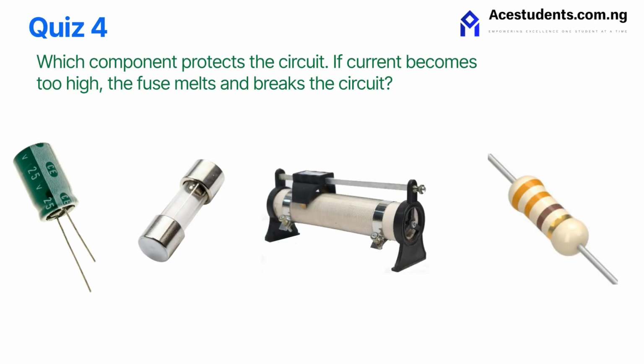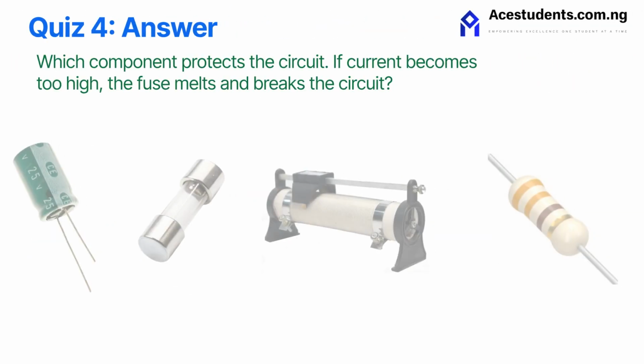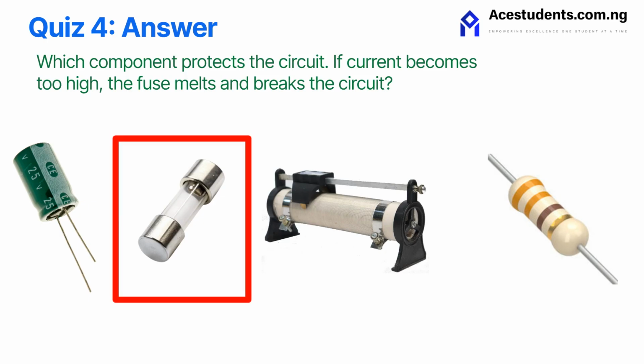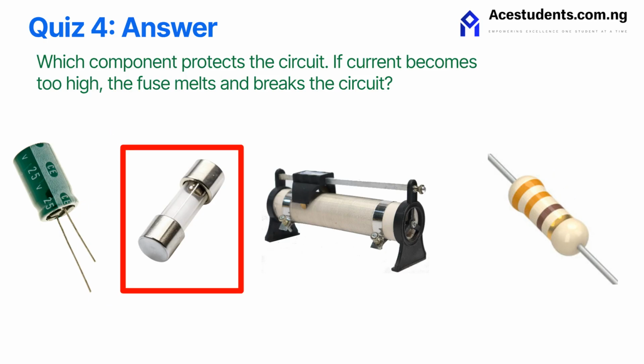For Quiz 4, which component protects the circuit? If current becomes too high, it melts and breaks the circuit. The answer to Quiz 4 is the fuse. It protects the circuit from damage due to excessive current.